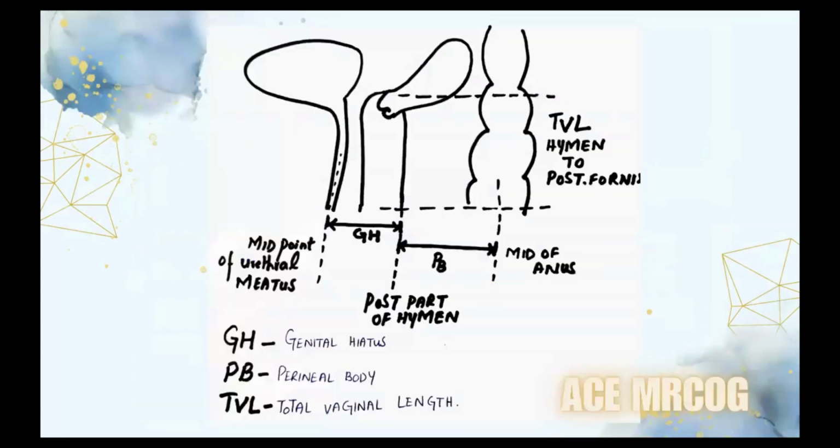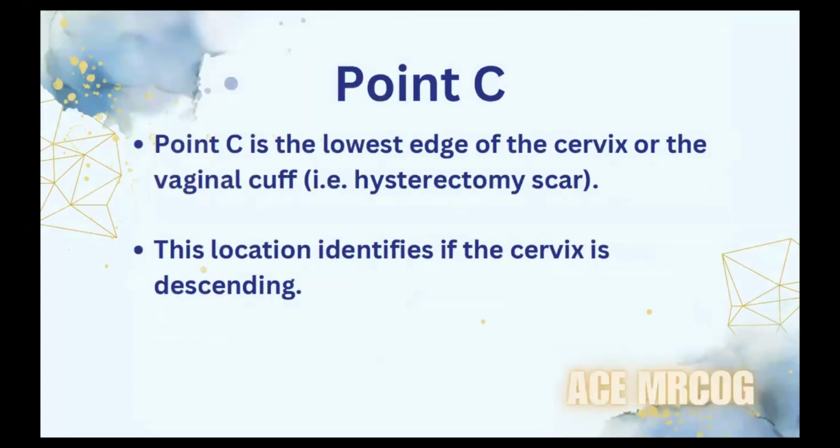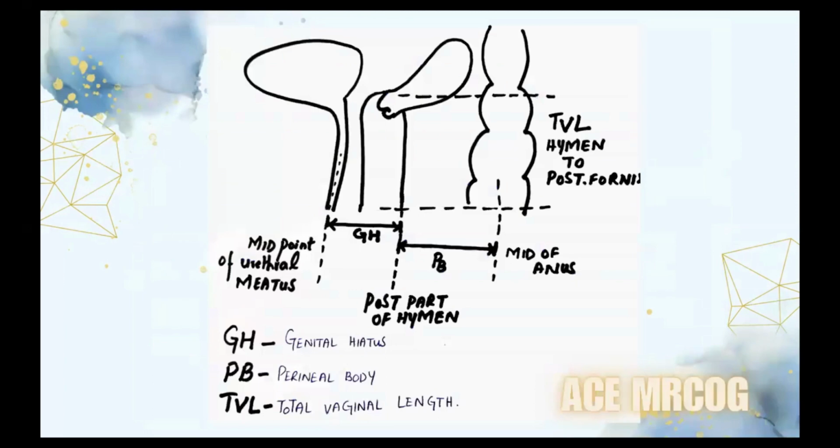Okay, so these were the points, and I hope everyone is clear about them, because now we are going to talk about three more landmarks. I told you that this one was the external urethral meatus. So there are three terms that we are going to learn here: one is the genital hiatus, one is the perineal body, and one is the total vaginal length.